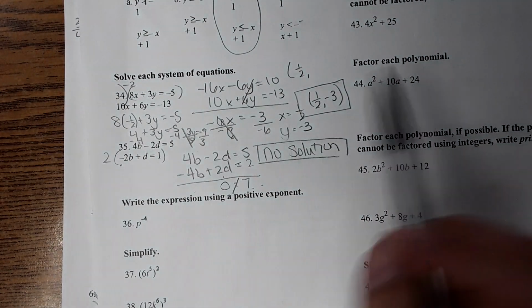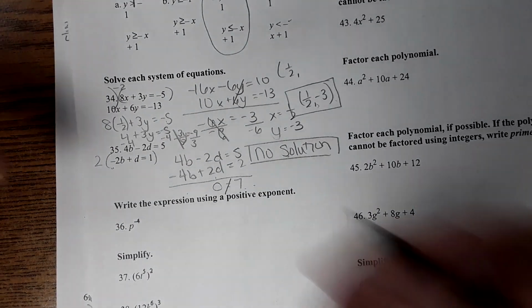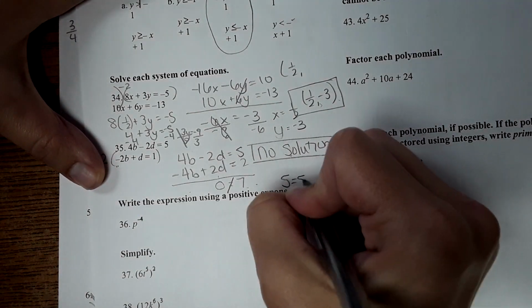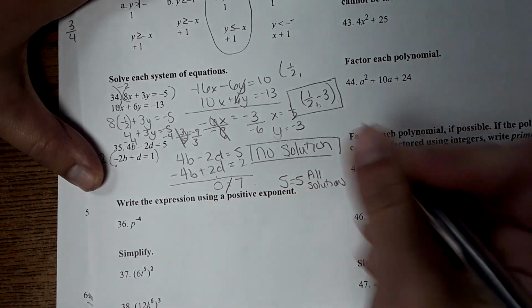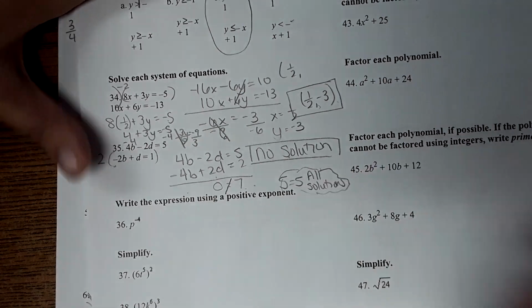Okay, the other scenario, so you could either get coordinates, you could get no solution, or if you get something like this where 5 equals 5, then that would be all solutions or all real numbers. So that's the other scenario that could happen.